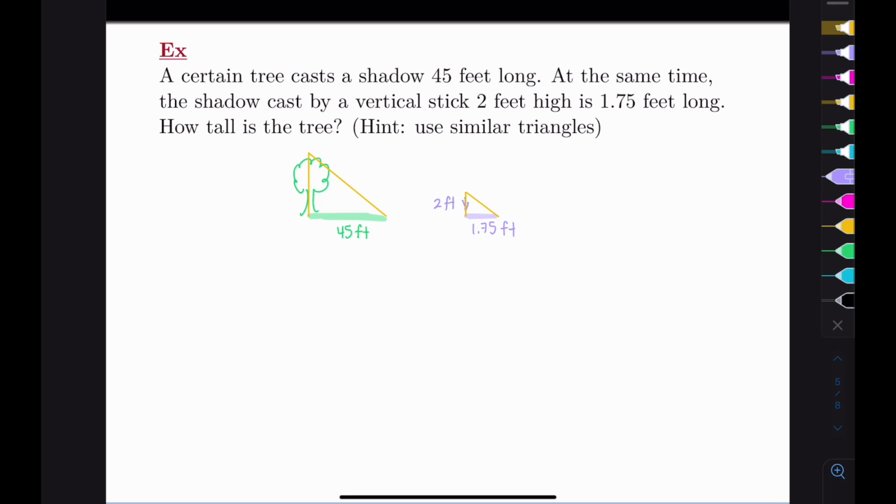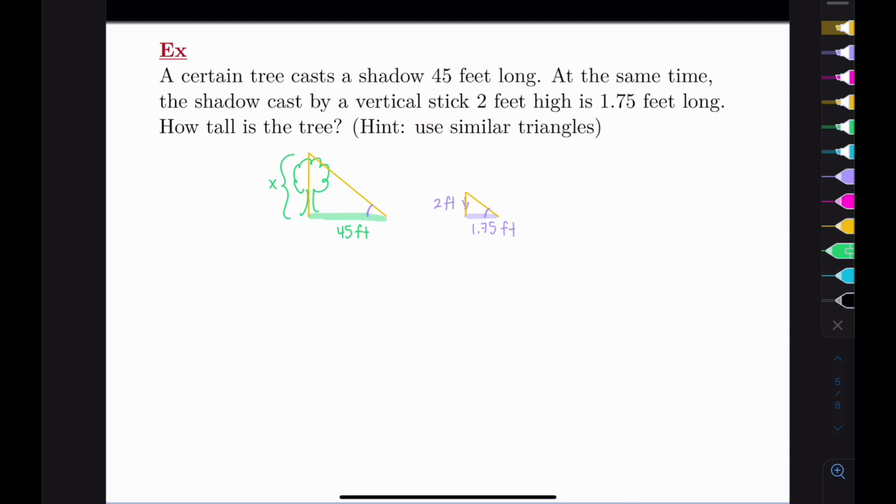So because this sun is really hitting the same spot on both of these, it creates two triangles where these angles are exactly the same. So the triangles are basically stretched up versions of each other. And what I want to do is figure out what this side of the triangle is. So I'm going to call it x. That's the height of our tree.